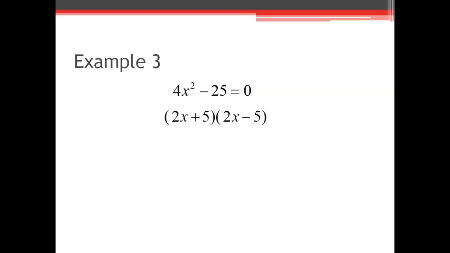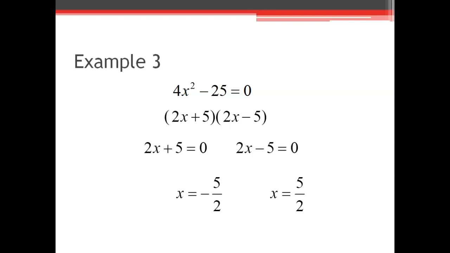All right, now we're ready to set each of these factors equal to 0 and then solve. So 2x plus 5 equals 0, and 2x minus 5 equals 0. All right, solve for x. So we end up with x equals negative 5 halves, and x equals positive 5 halves. And those are my answers for this problem.